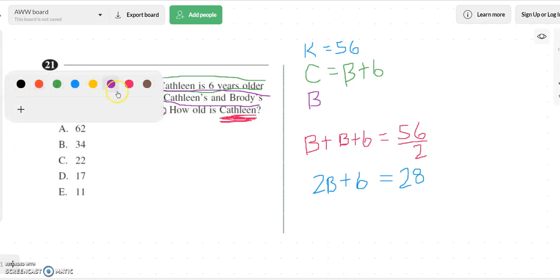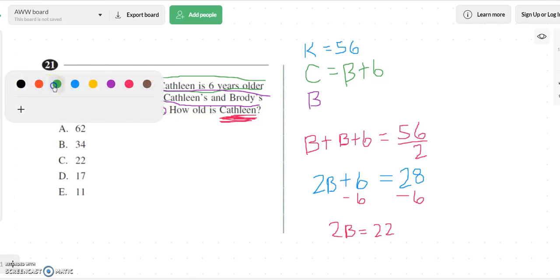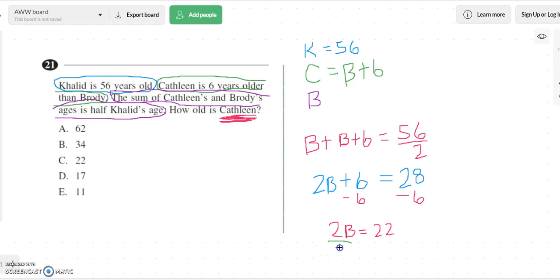Now we're just doing straight algebra from here. I'm going to subtract 6 from both sides, and I'm going to end up with 2B equals 22. Got it? Now I'm going to divide both sides by 2, and I find out that Brody is 11 years old. Okay, that is not what the question asked.